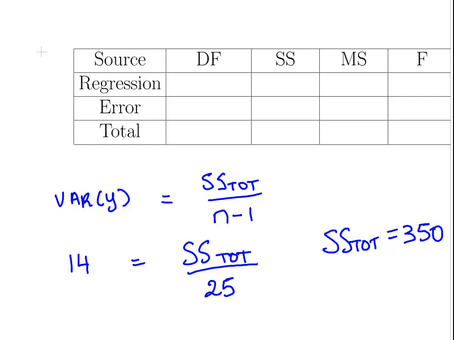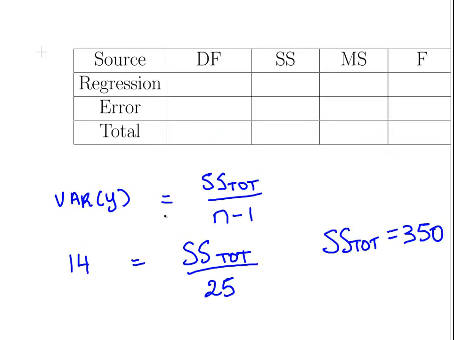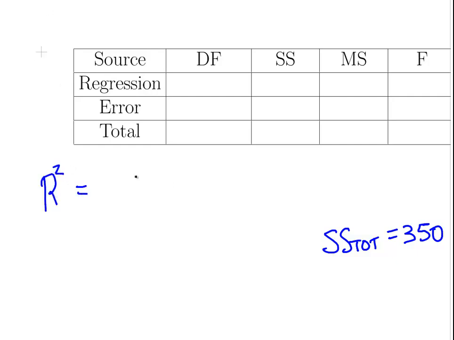Let's put that back into our table. That's 350, so that part is used. Now the coefficient of determination is 0.90. What does that mean? We know what SS total is here. The coefficient of determination is the ratio of SS regression to SS total. So R squared equals SS regression over SS total.